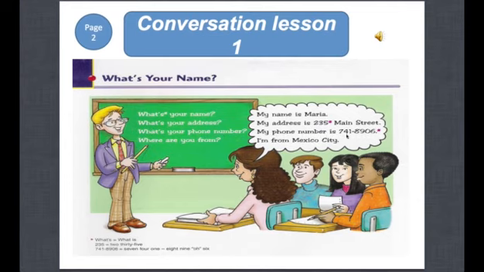741-8906. This is her what? Phone number. Now the last question, where are you from? She says, I'm from Mexico City. I'm from Mexico City.